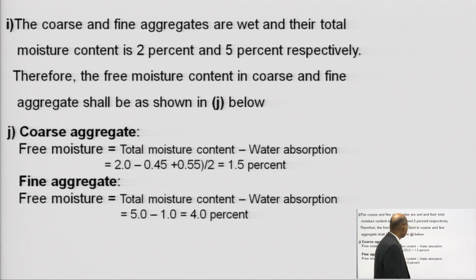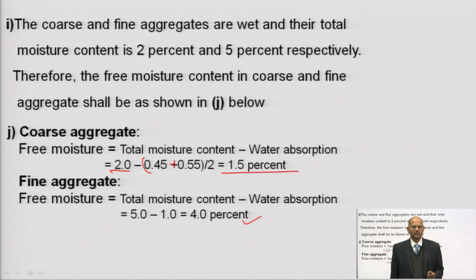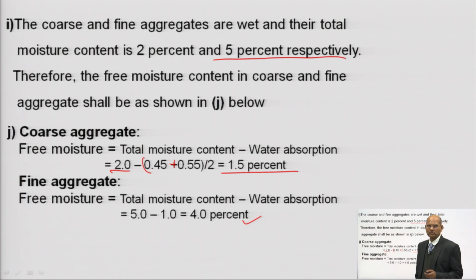If you consider the free moisture content here, the total is 2, and the absorption is 0.45 plus 0.55 divided by 2, so we get 1.5% free moisture content. Similarly for fine aggregate, free moisture content is total moisture content minus water absorption, so this is 5 minus 1 equals 4%. The water content was 5% in the field, and the absorption was there.